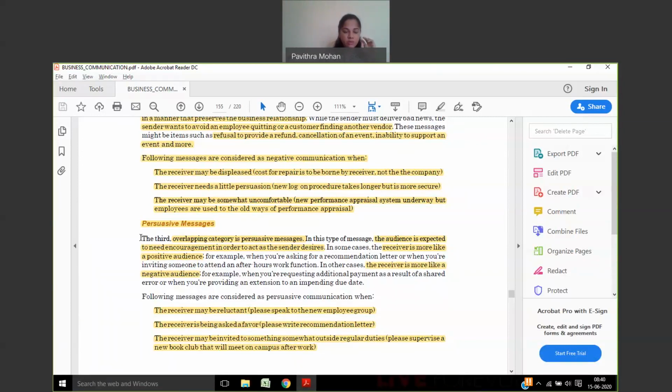The next thing we are going to come to is the persuasive message. This is called an overlapping category in persuasive messages. The audience is expected to need encouragement in order to act as the sender desires. Here, the sender will give certain instructions. Let's say I have got a new television or new set-top box. They came and fixed it, but after that it's not working. Here I have to find out why it's not working.